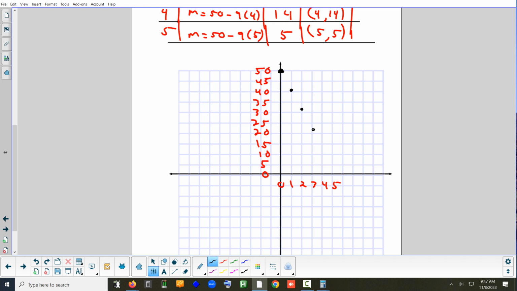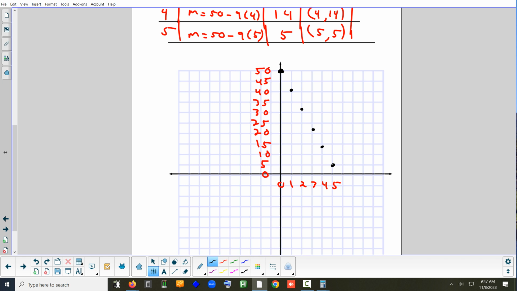Okay. And now I can see the other ones. 414, right about there. And 5, 5. Yeah, that's pretty good. Should we connect them or leave them as dots? Yeah, leave them as dots.